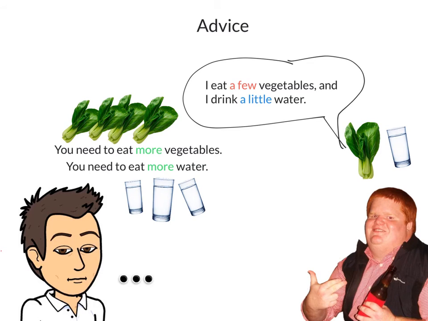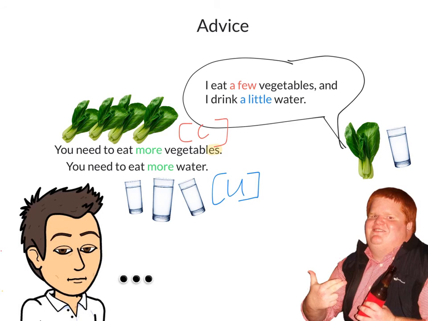You can see vegetables is a countable noun because you can see the S, and water is uncountable. But for both of them, we use more. Okay, so here is the same, more.